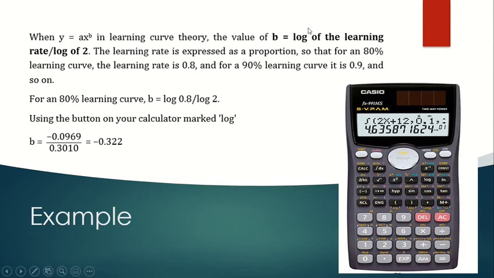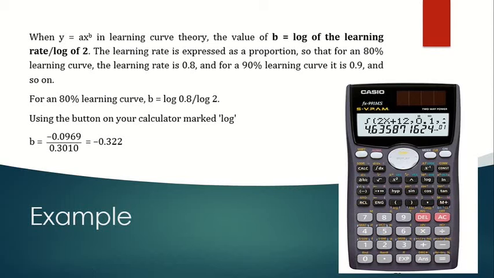So here you can see b is the learning index. So how do we find it? Log of learning rate divided by log of 2. Always remember, log of learning rate should be divided by log 2. In your calculator, there will be a log button, so you can just apply it and see.